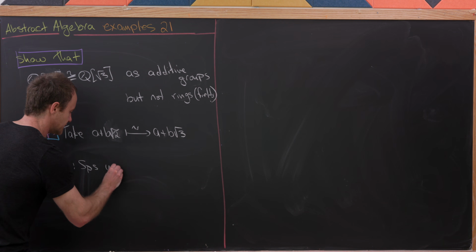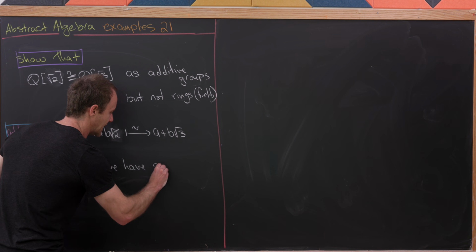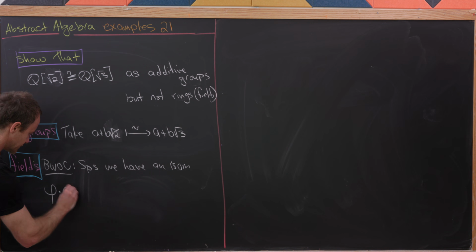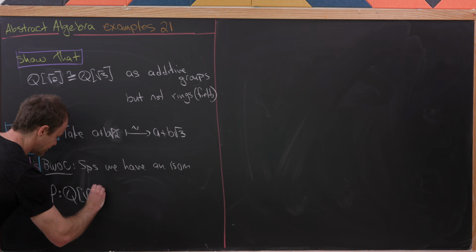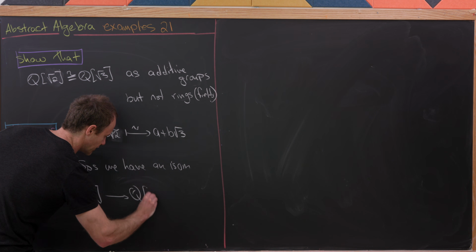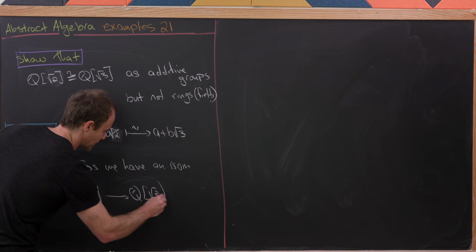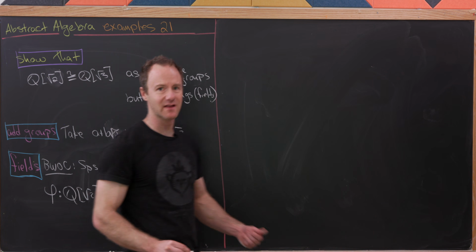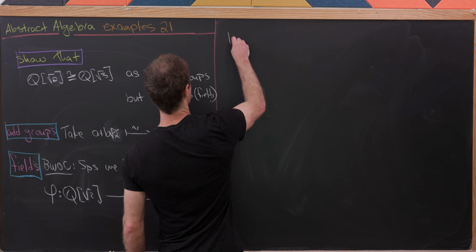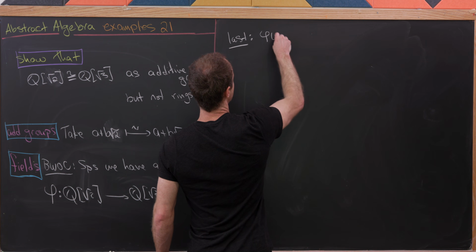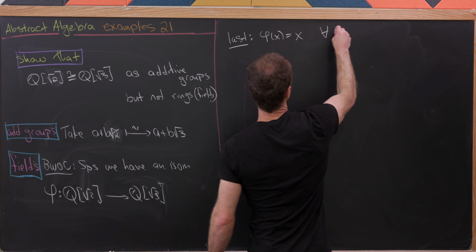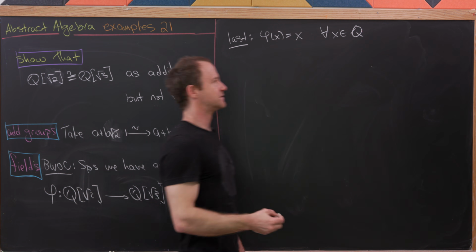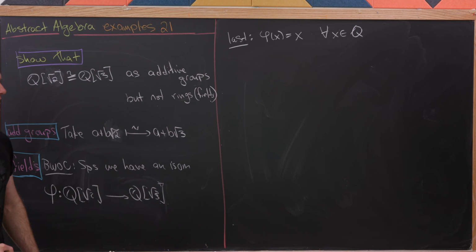So let's suppose we have an isomorphism, and we'll call it phi, and it goes from Q adjoin root 2 to Q adjoin root 3. Great. And now from exactly the same calculation in the last problem, we know that phi of x must be equal to x for all rational numbers x. So that's not a hard calculation.